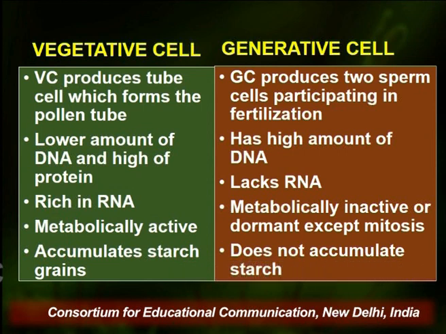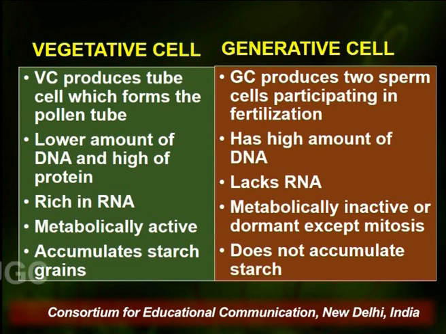As you would recall, there are two sperm cells which are involved in double fertilization. One fuses with the egg cell and the other fuses with the primary endosperm. It forms the primary endosperm nucleus by fusing with the two polar nuclei.